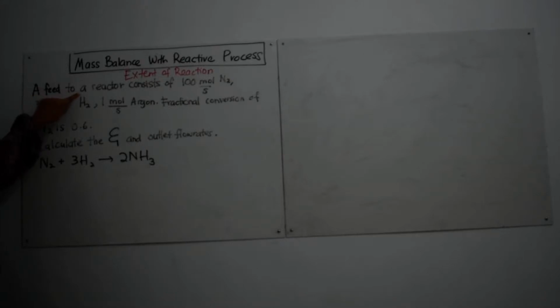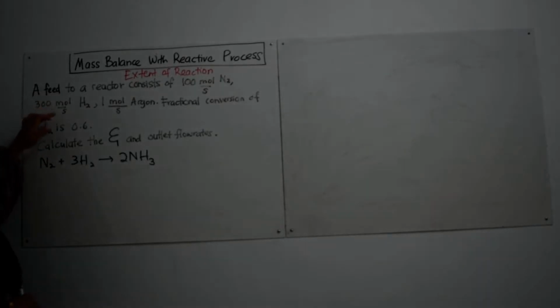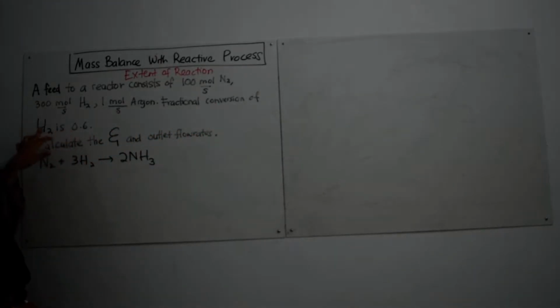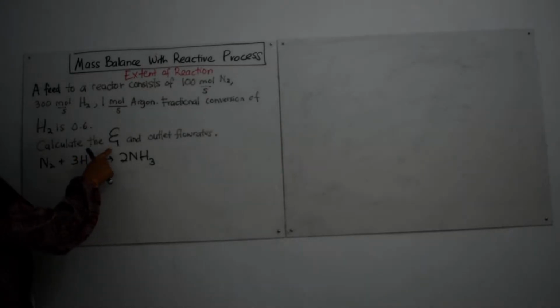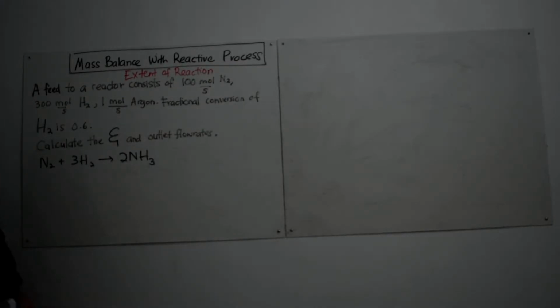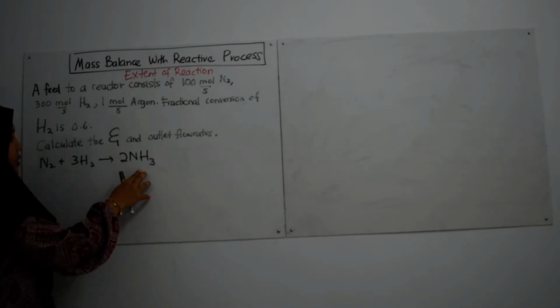We have a question here. A feed to a reactor consists of 100 mole per second nitrogen, 300 mole per second hydrogen, and 1 mole per second argon. Fractional conversion of hydrogen is 0.6. The question wants you to calculate the extent of reaction and calculate the outlet flow rates from the process. The stoichiometric equation of the process is given, where nitrogen mixed with hydrogen produces ammonia.